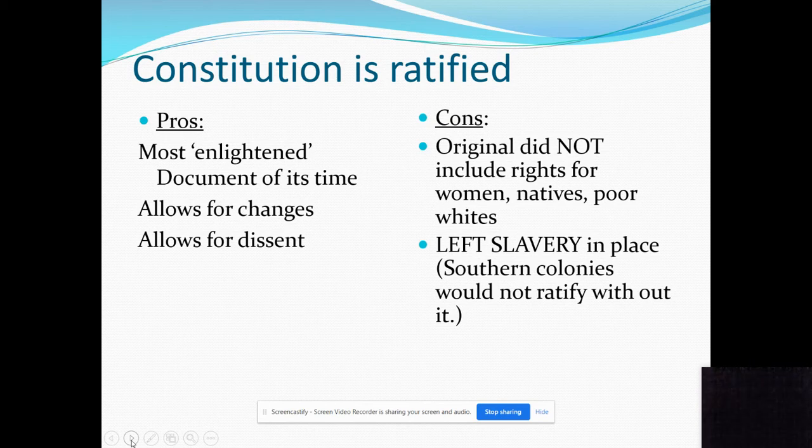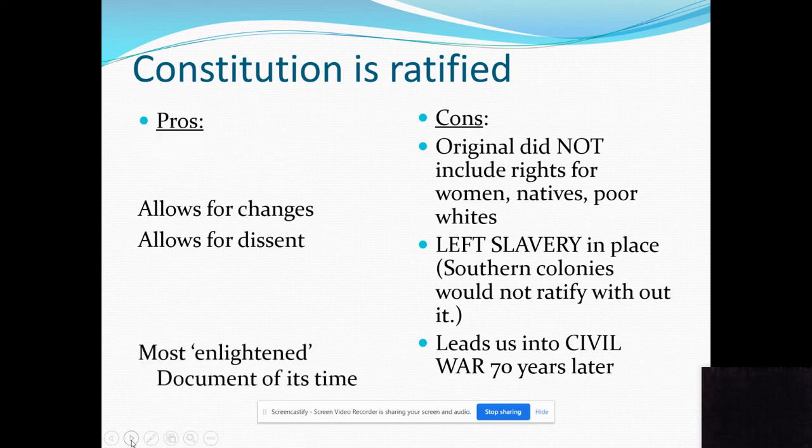And of course, if you remember back from 8th grade, the United States Civil War is going to be fought over the issue of slavery. And because they left slavery in place, that's what's going to lead us to that Civil War, the Confederacy versus the Union, which is what we're going to talk about next week. So, good things about the Constitution: it was an enlightened document, allowed for changes and disagreement. But the bad side is it left slavery in place when they could have abolished it way back in 1789. Okay.